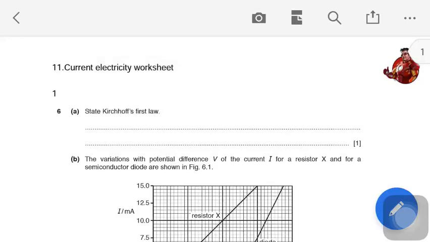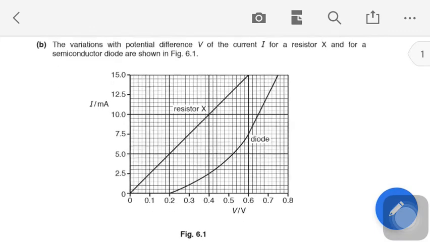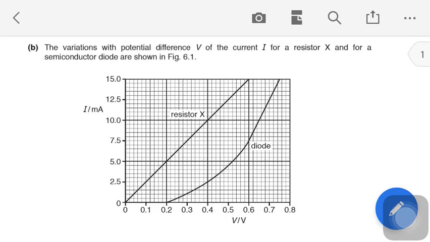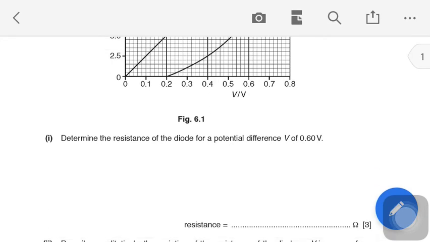Today we are going to discuss current electricity worksheet. So the first question is 1B. If you haven't read this question, please pause the video and read it. Basically, an IV characteristic graph of a resistor and a diode are given. They are asking you to determine the resistance of the diode for a potential difference of 0.6 volts.